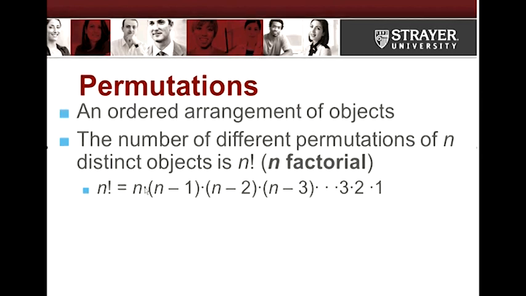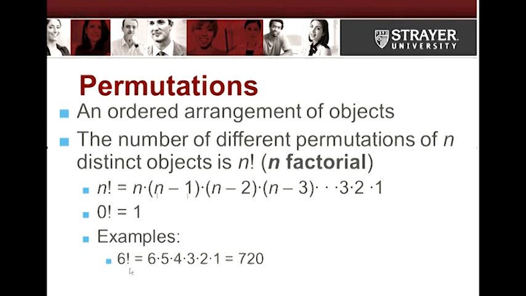And n factorial means n times the number less than that, times the next number less than that, times the next one, and the next one, and the next one, all the way down to 1. So there's a little rule thrown in, that 0 factorial is 1, because otherwise it wouldn't work.